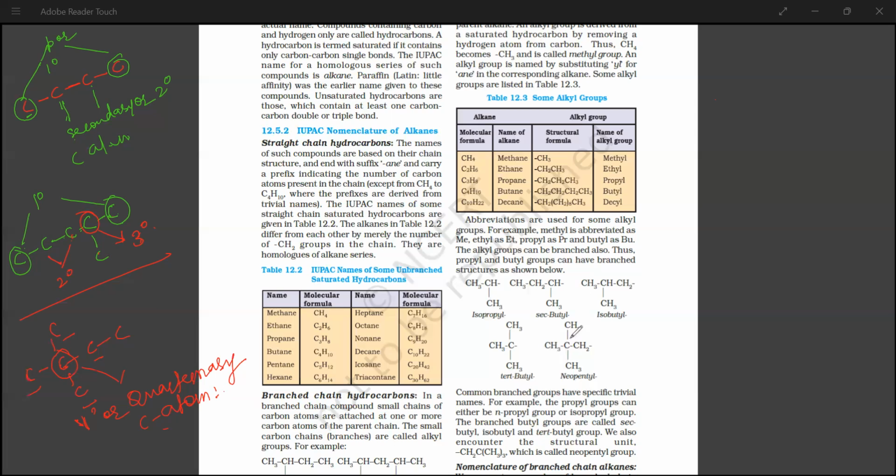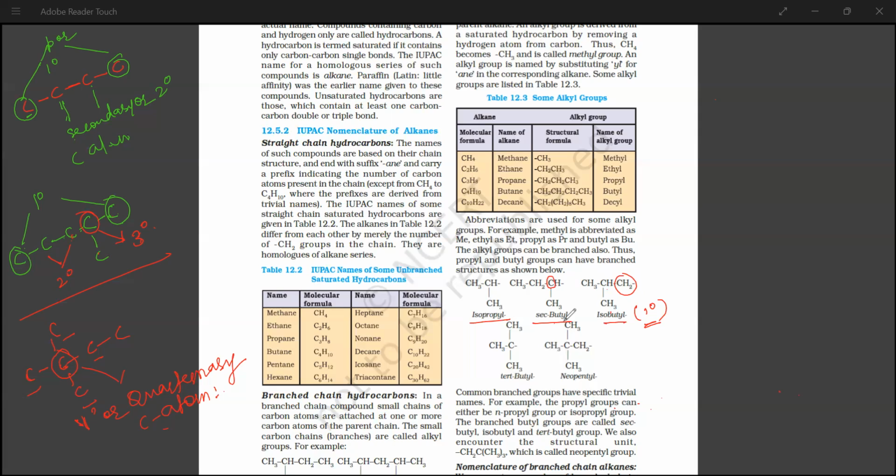So this is what they have written here: isobutyl, secondary butyl, isopropyl. See, this isobutyl is 1 degree because this carbon is further attached with only one carbon atom. And this secondary butyl, why? Because this radical, where the valency site is available for attachment, is attached with 2 more carbon atoms. So it is secondary butyl.